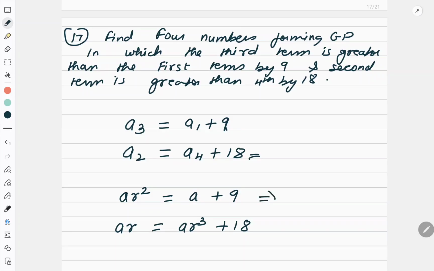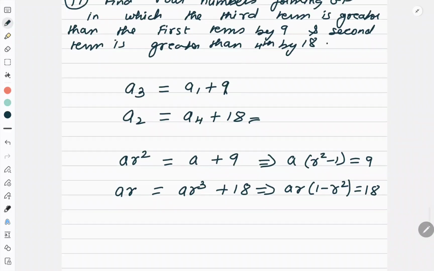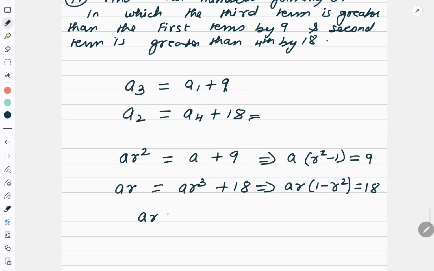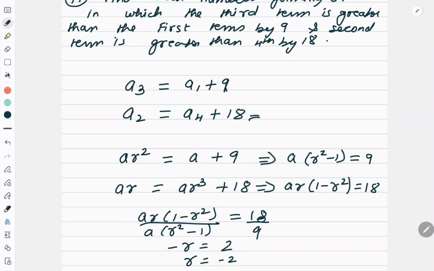Now let me simplify this. If I take A common, what will I have? A times R square minus 1 is equal to 9. Here, rather than A, I can take AR common. So I'll have AR times 1 minus R square is equal to 18. Now divide these. AR into 1 minus R square is equal to 18, and here A into R square minus 1 is 9. So A gets cancelled and this bracket also gets cancelled. So minus R is equal to 2.